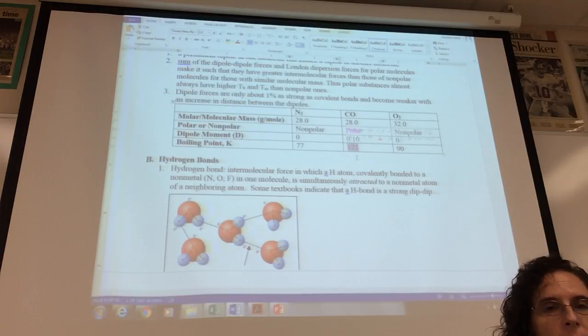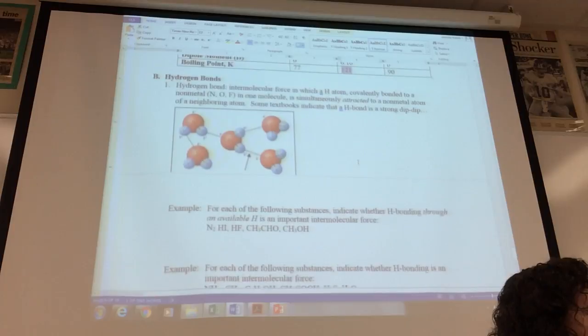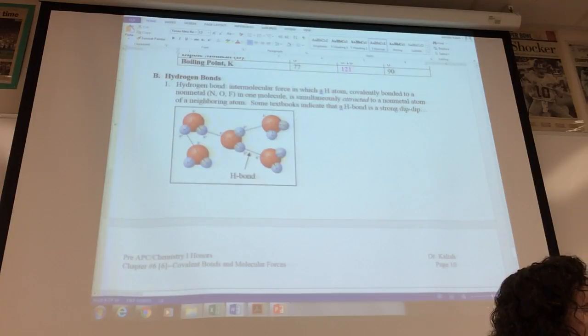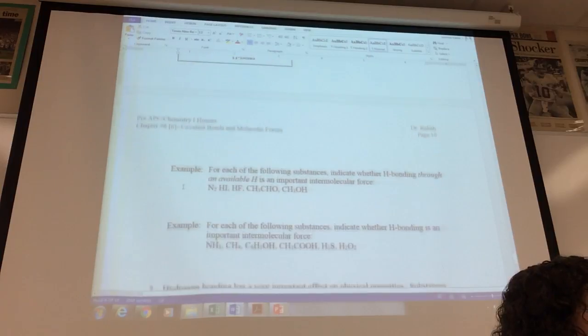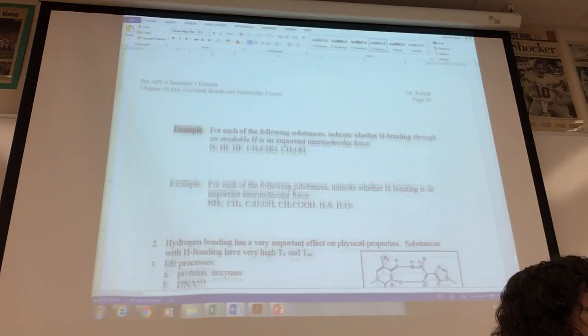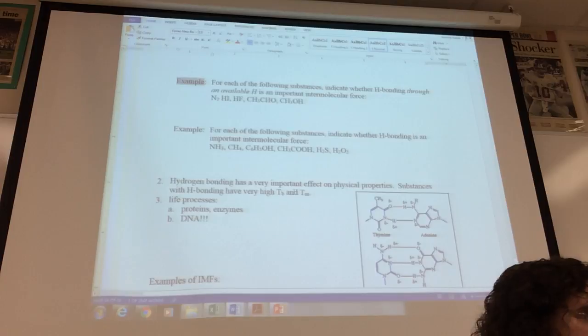Because it's polar covalent, not only does it have LDFs, it also has dipole to dipole. And then hydrogen bonding is shown here, as I illustrated for you and you saw. I do want to mention this first example here because sometimes you have to draw it out to really get it. So let's take a look here.